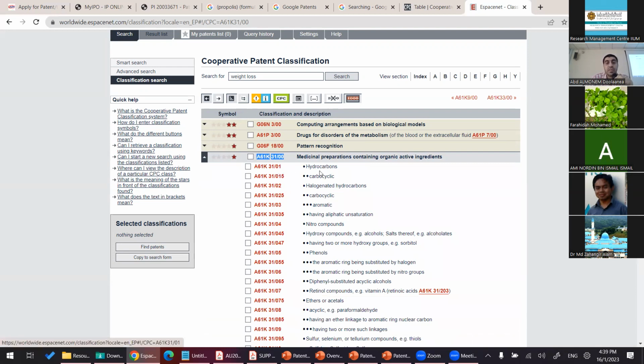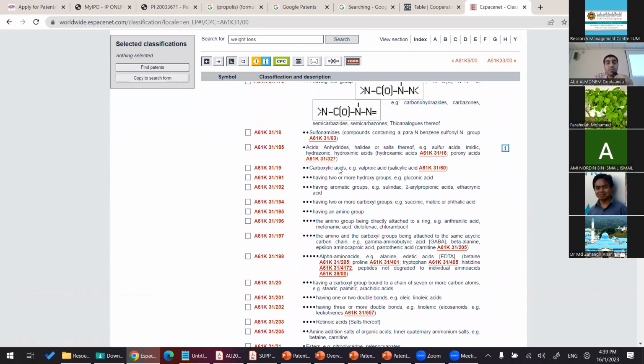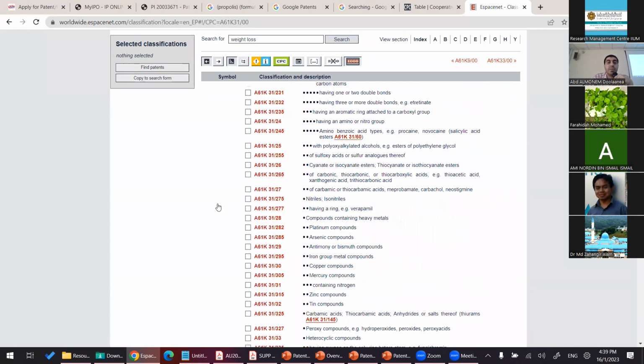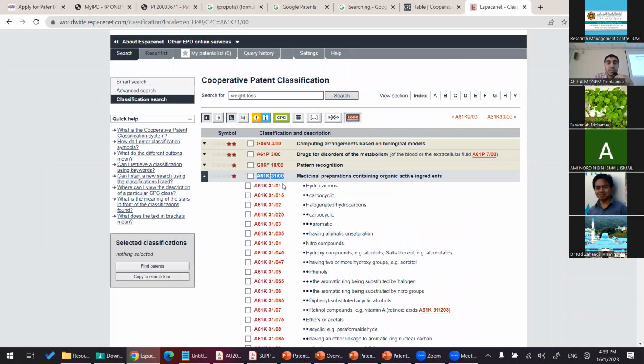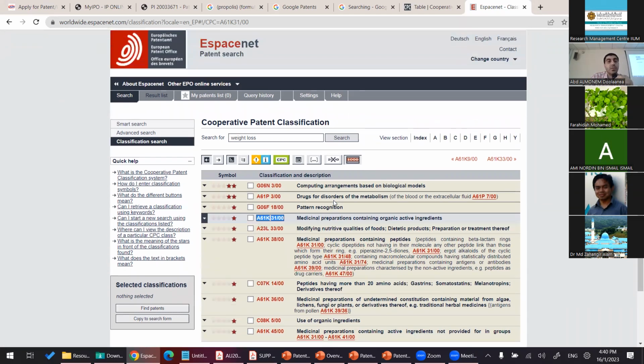You can see you can narrow down even more. You can narrow down more and more. But if you are not very sure, take the general, the big one. For example, A61K. No, Espacenet, this one.